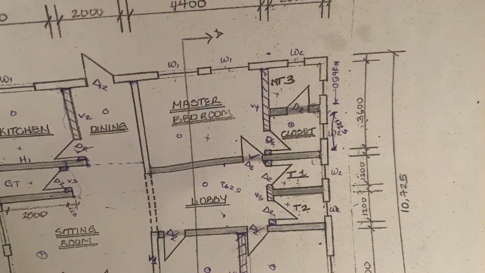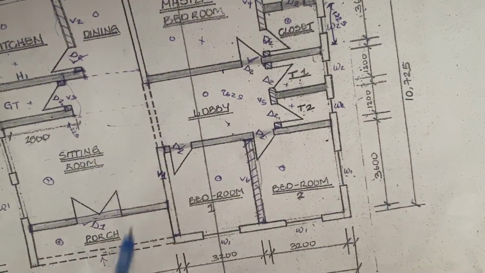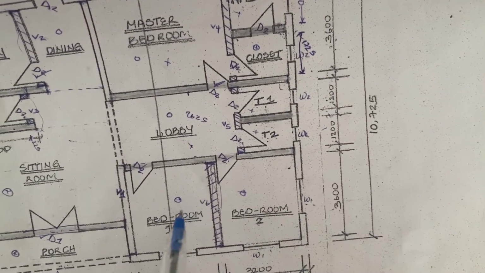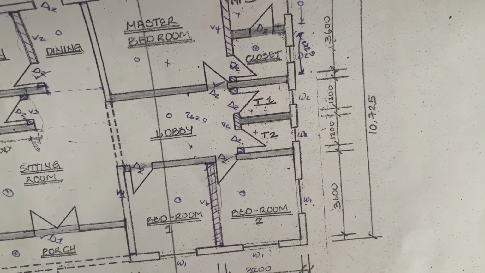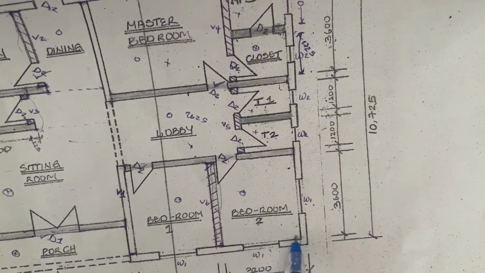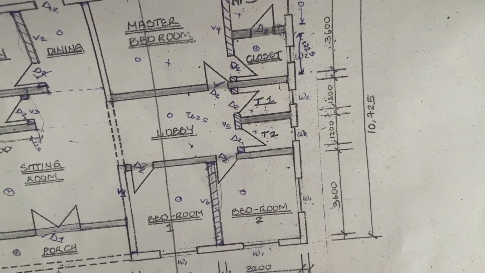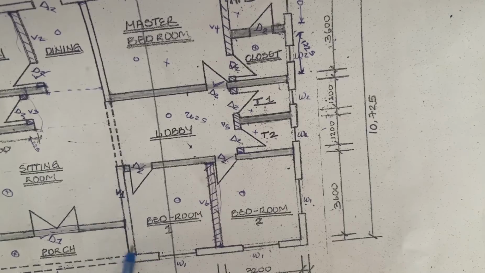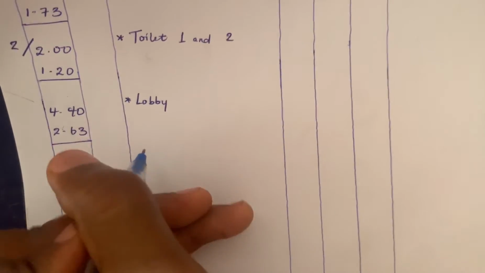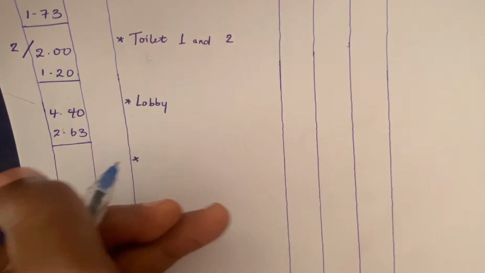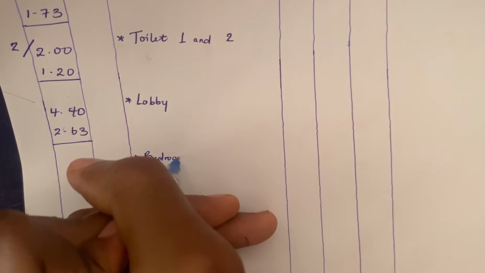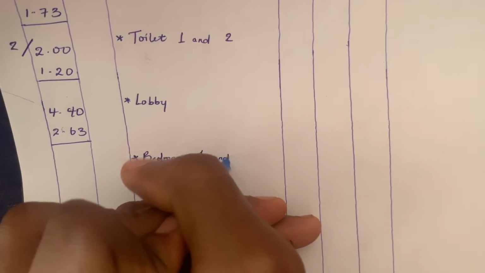So next would be for bedroom 1 and bedroom 2. Again, if you look at the drawing, the length for bedroom 1 is given as 3,200. It is also the same for bedroom 2, 3,200. The width for bedroom 1 is 3,600. It is also the same thing for bedroom 2. So we'll take the same approach we used in measuring for toilet 1 and 2, since they are the same. So we'll come here and write bedroom 1 and 2.